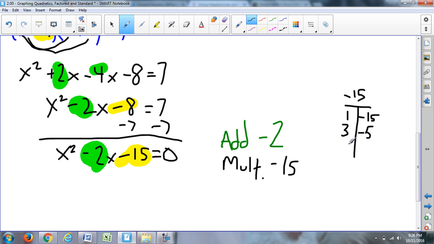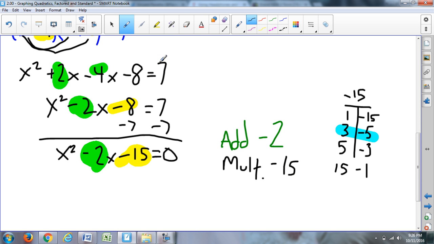Yes, they do. If I didn't see it, I could complete the list and get 5 and negative 3, but that would be positive 2. And I would get 15 and negative 1. That's positive 14. So the pair that works is 3 and negative 5 because it adds to negative 2 and it multiplies to negative 15.